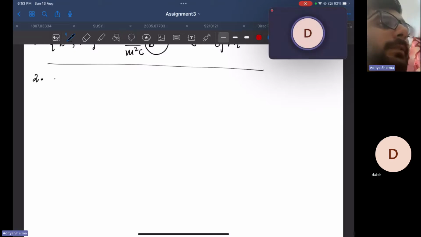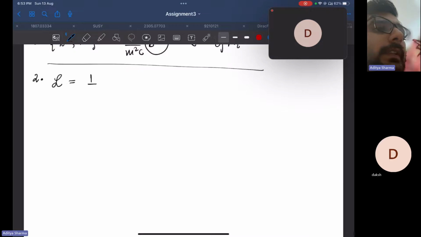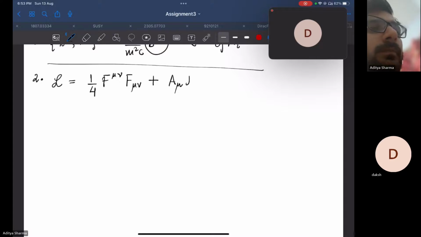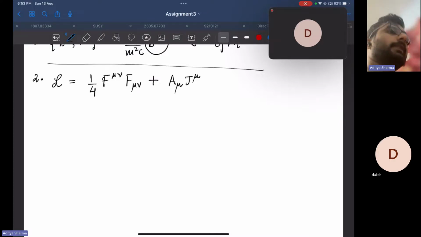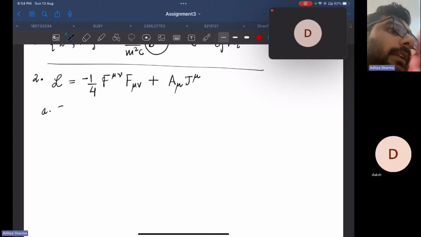Forget that. Let us go to the Lagrangian density, which is this. Let me get this right. The factors in front, I think there is a minus 1/4. Just check. Okay, how to go about this? You have to first find the Euler-Lagrange equation.